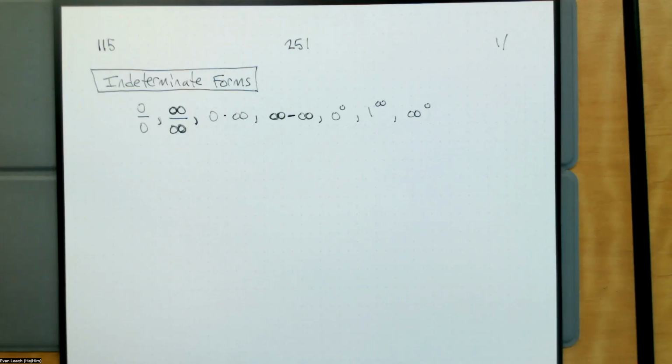Today, we want to talk about indeterminate forms. Here are 7 indeterminate forms: 0 divided by 0, infinity divided by infinity, 0 times infinity, infinity minus infinity, 0 to the 0, 1 to the infinity, and infinity to the infinity. So some of these are variations on some rules that we always like to throw out.